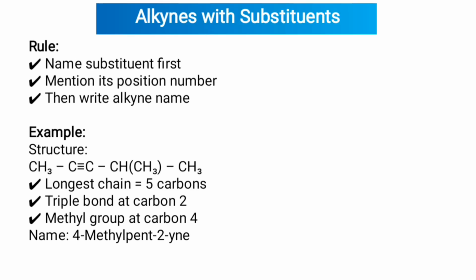Alkynes with substituents. Rule: name the substituent first, mention its position number, then write the alkyne name. Example: structure CH3-C≡C-CH(CH3)-CH3. The longest chain is 5 carbons, the triple bond is at carbon 2, and the methyl group is at carbon 4. Name: 4-methylpent-2-yne.